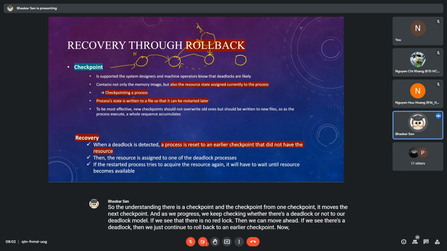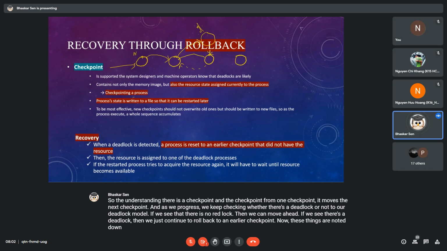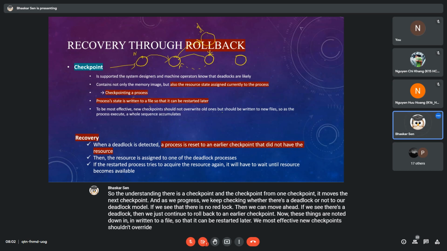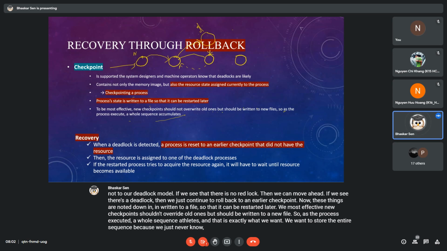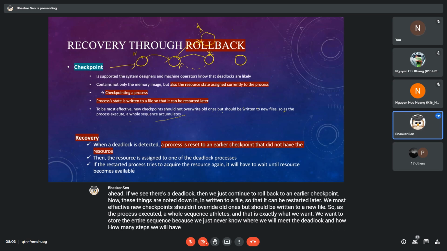Now, these things are noted down and written to a file so that it can be restarted later. To be most effective, new checkpoints shouldn't overwrite old ones, but should be written to a new file. So as the process executes, a whole sequence accumulates, and that is exactly what we want. We want to store the entire sequence because we just never know where we will meet the deadlock and how many steps we will have to roll back. So that is what we are going to do.